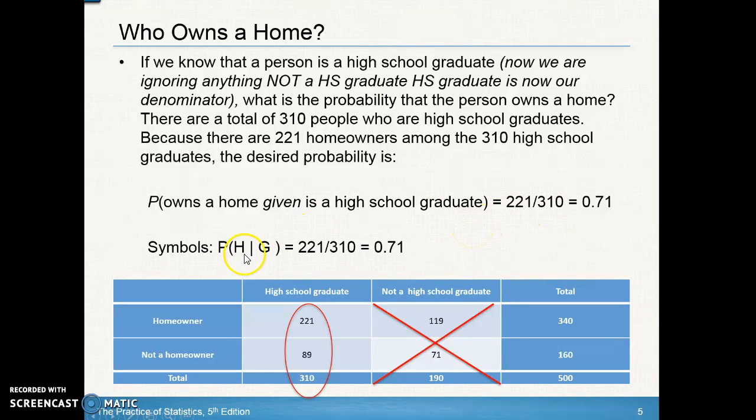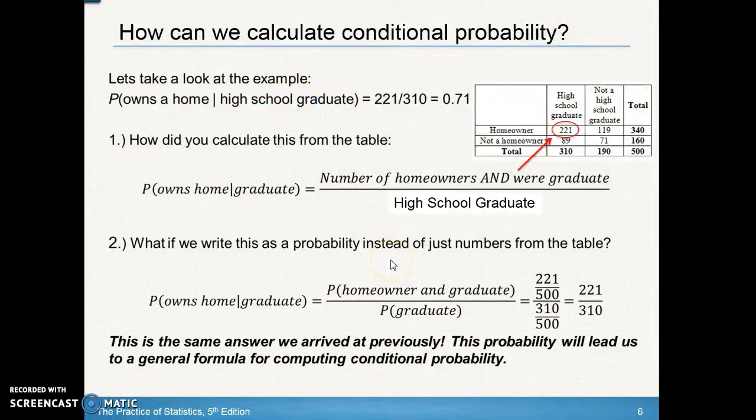Okay, so in symbols, this would be H given G. Find the probability that they're homeowners given that they're a high school graduate. So I'm just looking at the high school graduate column, and I'm basically imposing the condition: conditional probability that they are a high school graduate. It's already known that they're a high school graduate. Just make sure that you show this fraction right here and then your decimal answer.